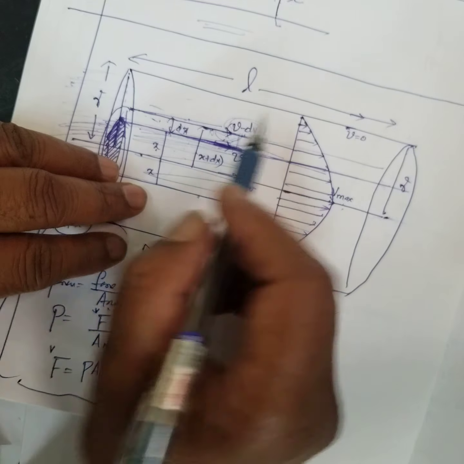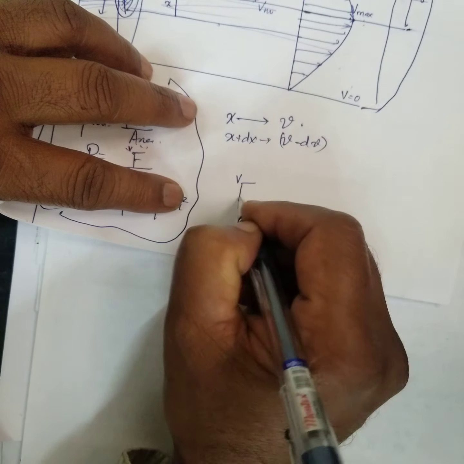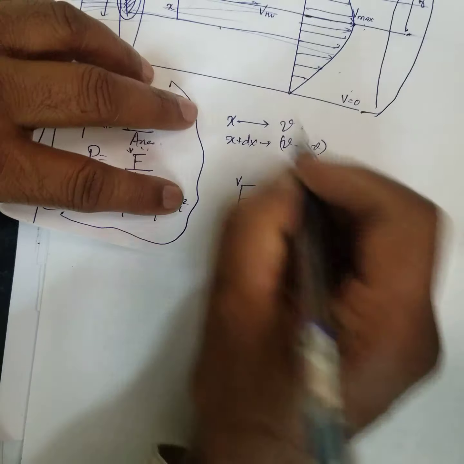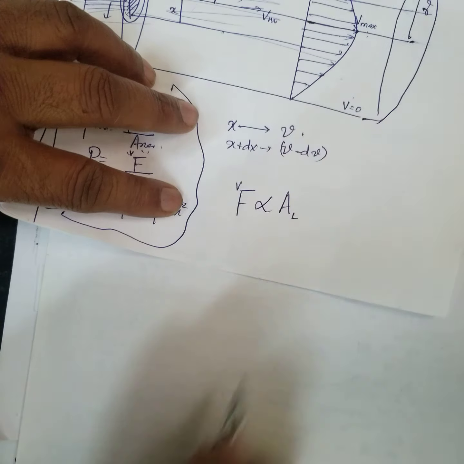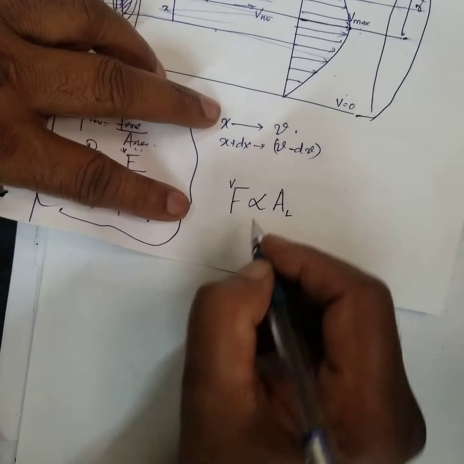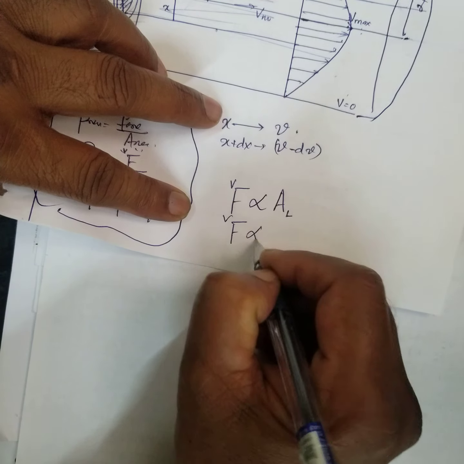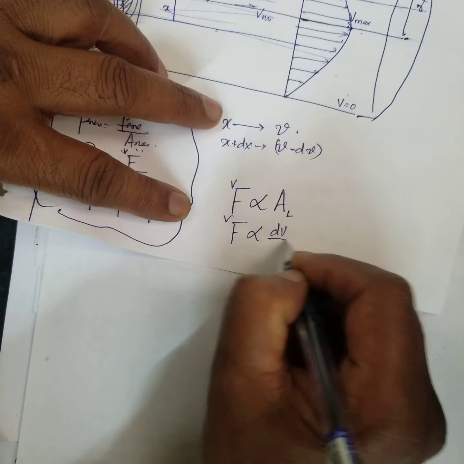That means this layer is moving at a higher velocity, and this layer is moving at a lower velocity. There is a frictional force. Therefore, the area is important. According to this, frictional force is directly proportional to the area. What area? The lateral surface area, which is important. And also, the frictional force is directly proportional to the velocity gradient. You know this.